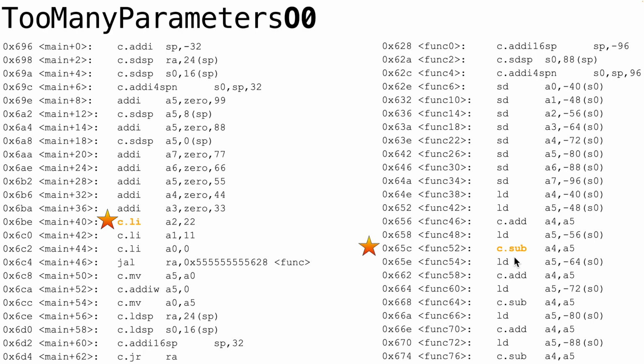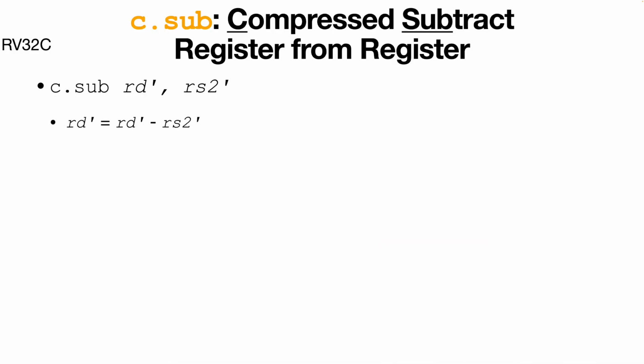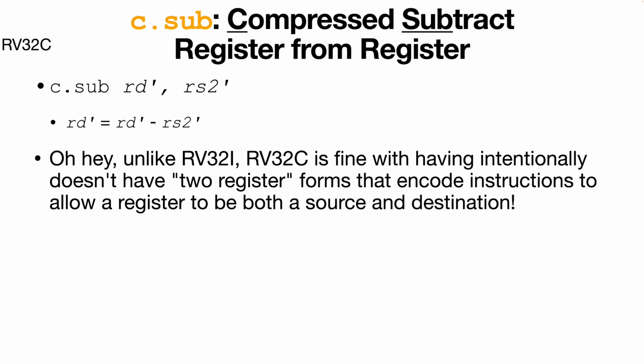And then we also picked up a compressed sub, so soon after we just learned about sub. So compressed sub, compressed subtract, register to register. This is a 2-register form, just like the compressed add we learned about before, and it is using that narrower set of possible registers, the RD prime and the RS2 prime. So it does RD prime as its source 1 minus RS2 prime as its source 2 and stores the result back into RD prime. Unlike the RV32I, which doesn't have 2-register forms, compressed is fine having the 2-register form with an implicit use of the destination as a source as well.